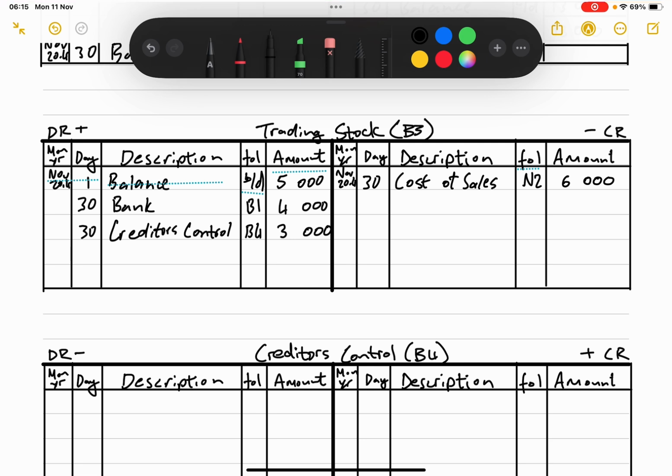Okay, then from there, you now need to think, how else can my trading stock decrease? I'm not sure if they've taught you this, but I'd rather put it in here, in case you're doing accounting next year, rather than no one knowing. So let's say in your business, there ended up being a flood.